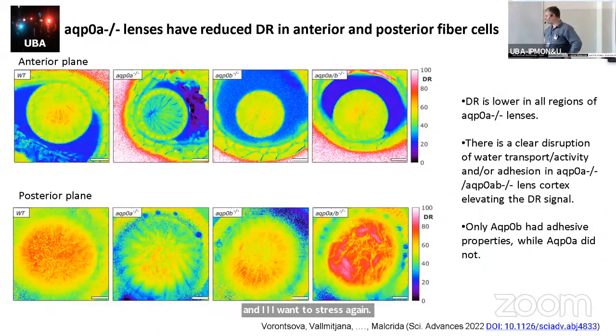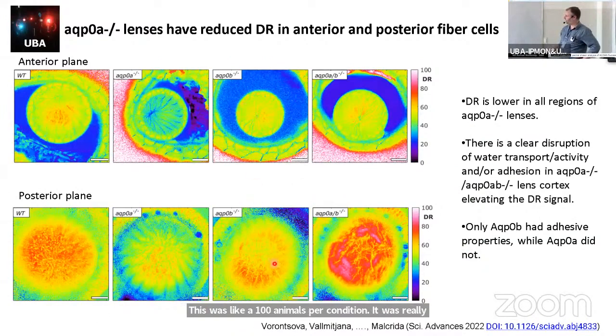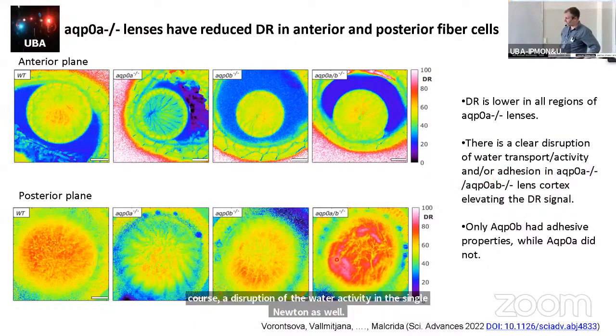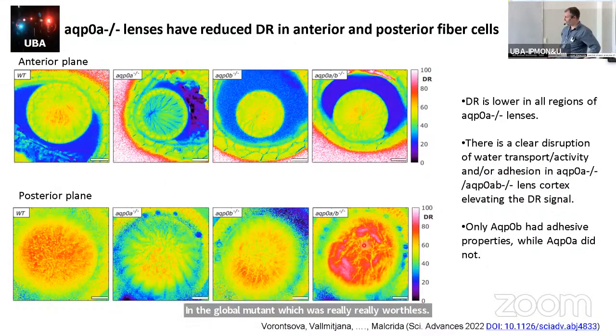It was really amazing. And we did the same also for the anterior and posterior. And we got that the dipolar relaxation is lower in all the regions of the lens in the aquaporin 0A. And there is, of course, a disruption of the water activity in the single mutant as well as in the double mutant, which was really, really worse, as you can see here in the image.